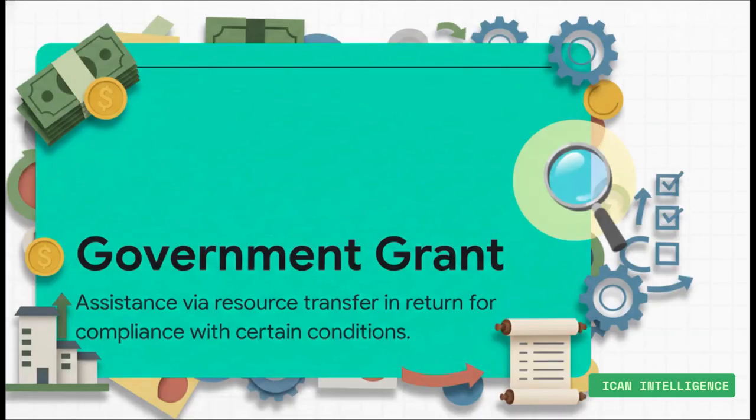There are two golden phrases in here that you have to lock in. First, transfers of resources. This means something tangible, something of value, has to actually change hands. Second, compliance with certain conditions. This is absolutely critical. A grant is never a free lunch. It's earned by doing something or meeting specific requirements.